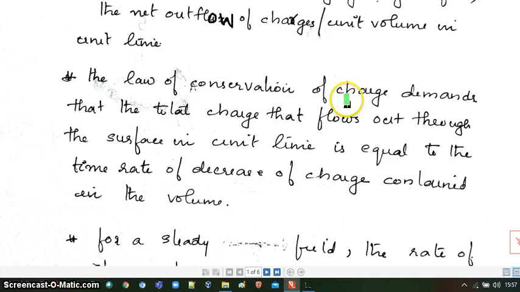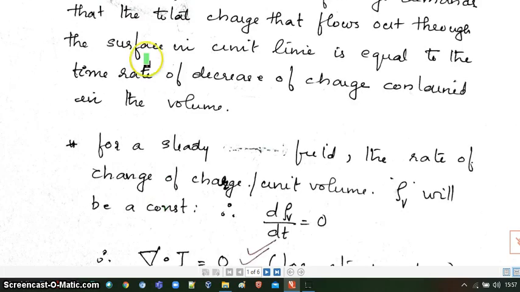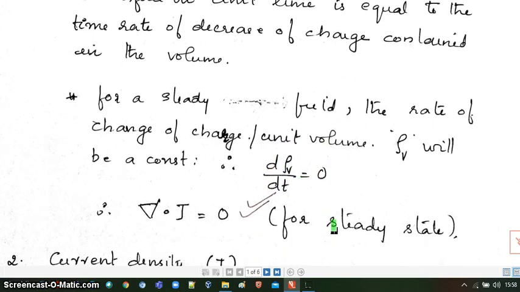The law of conservation of charge demands that the total charge that flows out through the surface in unit time is equal to the time rate of decrease of charge contained in the volume. Now, the above equation is for a time varying field. Suppose the field is steady, then the rate of change of charge per unit volume rho V will be a constant. For a steady field, dou rho V by dou T will be equal to 0. So we can rewrite the above equation as del J equal to 0 for steady state.